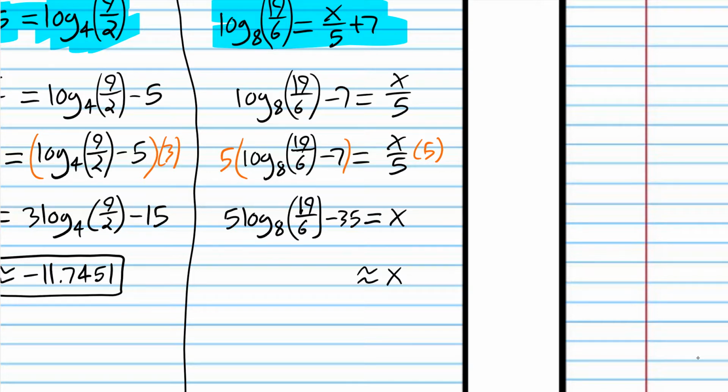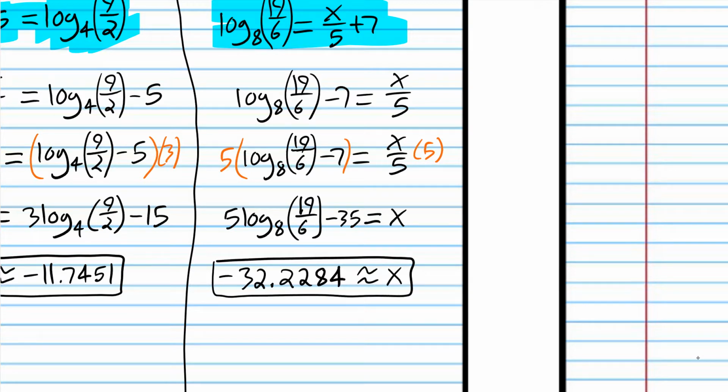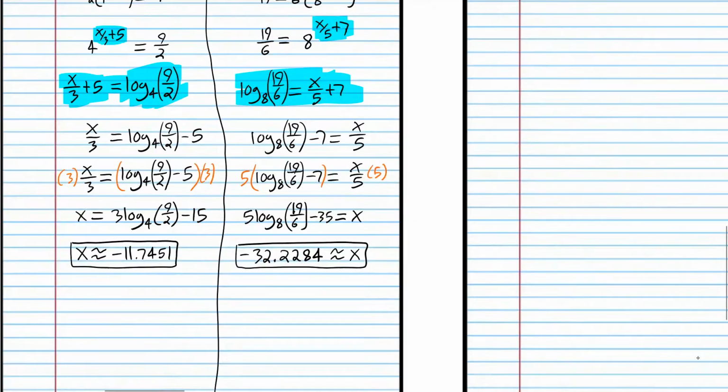So we get negative 32.2284. If you got that answer, that's very good. Good job. If you didn't get the answer, that's okay. Just figure out what you did wrong.